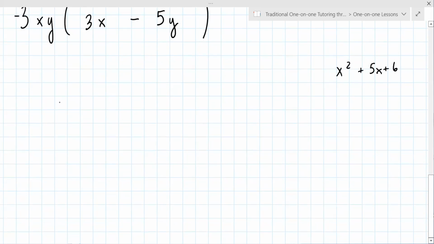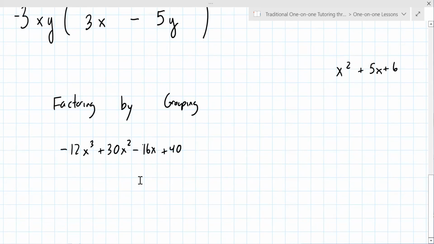Okay, so the next type of factoring that I saw on this sheet is what's called factor by grouping. So you gave me a problem like this, okay? Now, how do I know that it's factor by grouping? Well, there's 4 terms. That's usually a good indicator that it's factor by grouping. I think this is factor by grouping. We'll know in a second here.